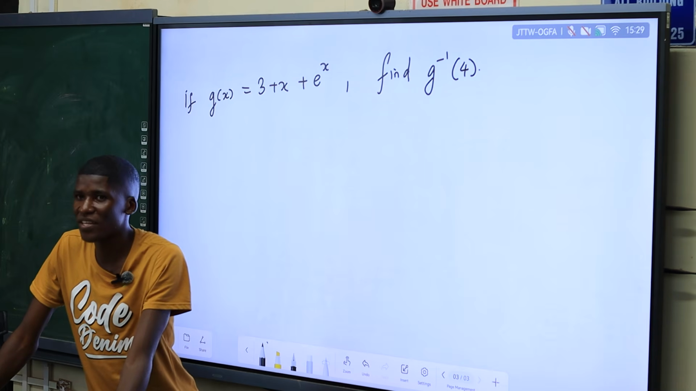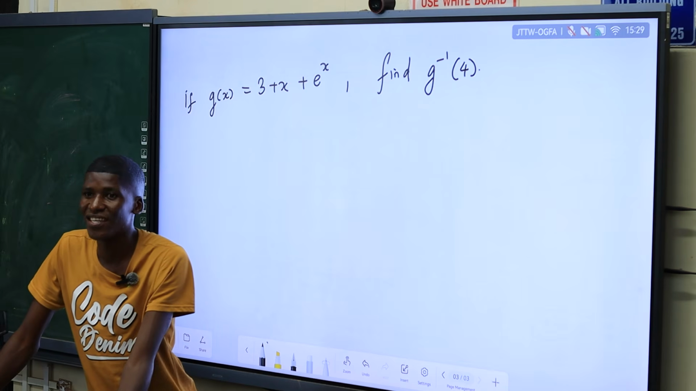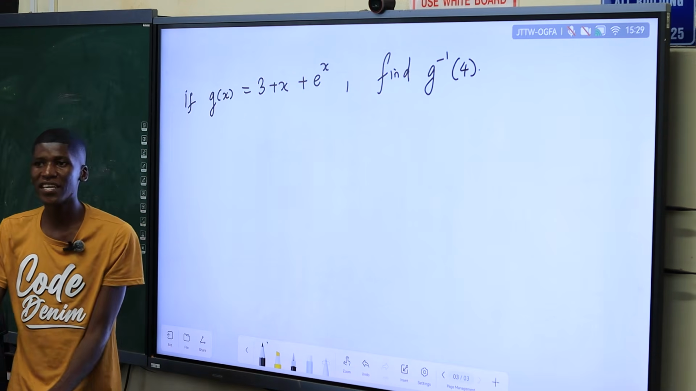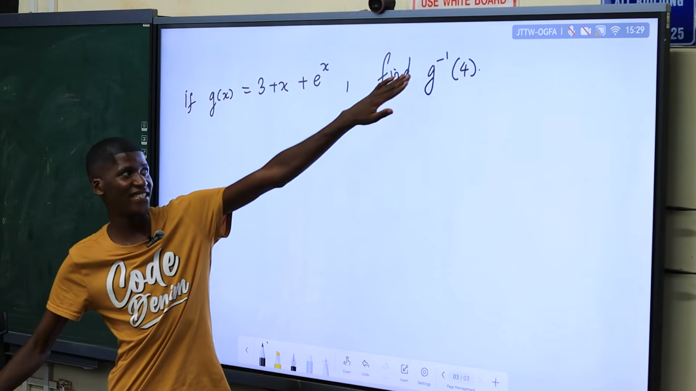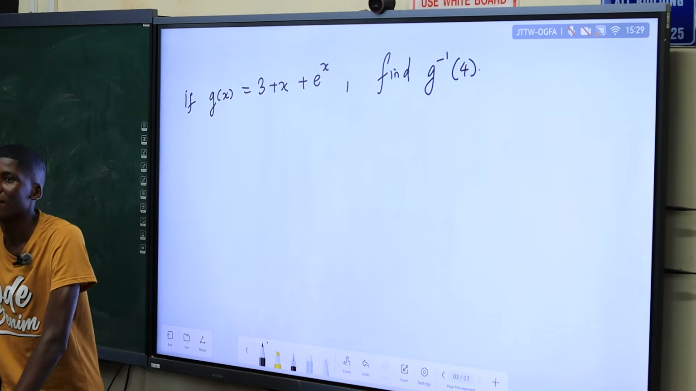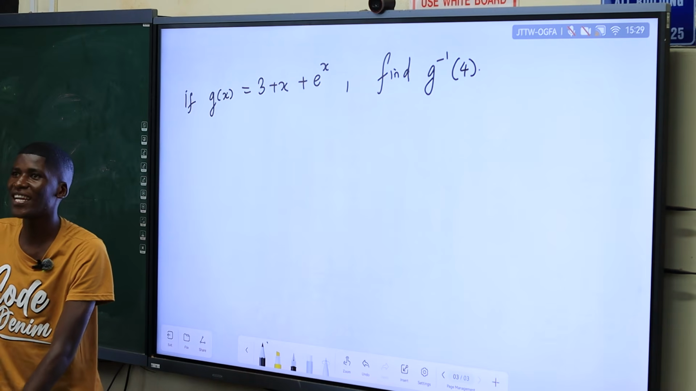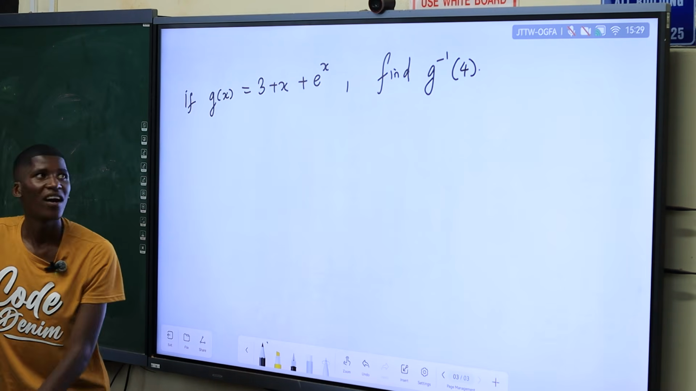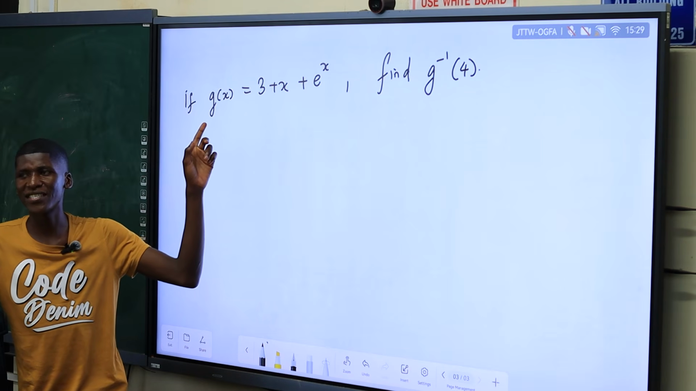So what can we start with? It's interchange. So I find this inverse. So we equate, and solve for g at x.